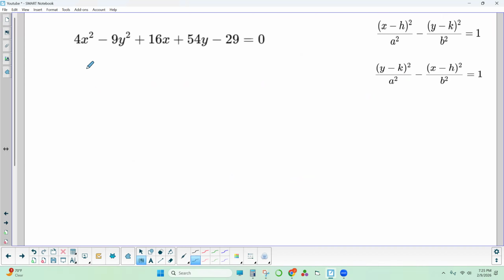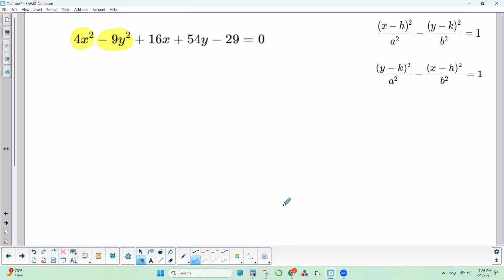And I want to talk about really quick, how do we know what we're looking at here? Is this a circle, a hyperbola, an ellipse, maybe even a parabola? Well, it's definitely not a parabola because as you can see, I've got an x squared and a y squared. So that narrows it down to an ellipse, a circle, or a hyperbola.